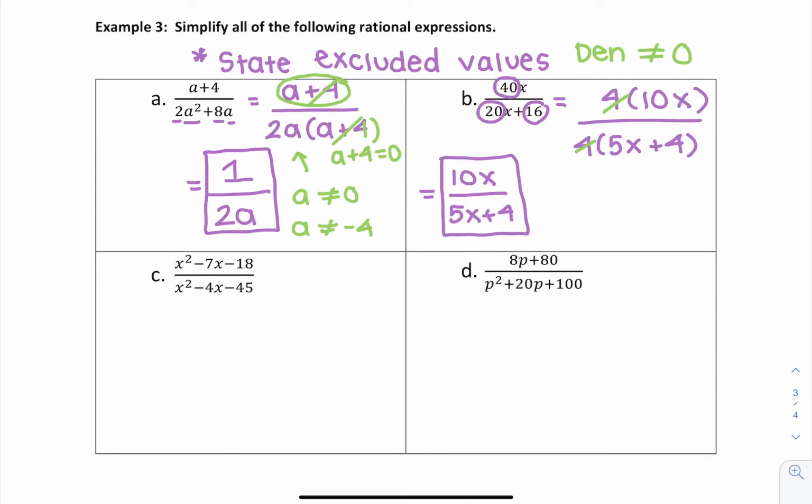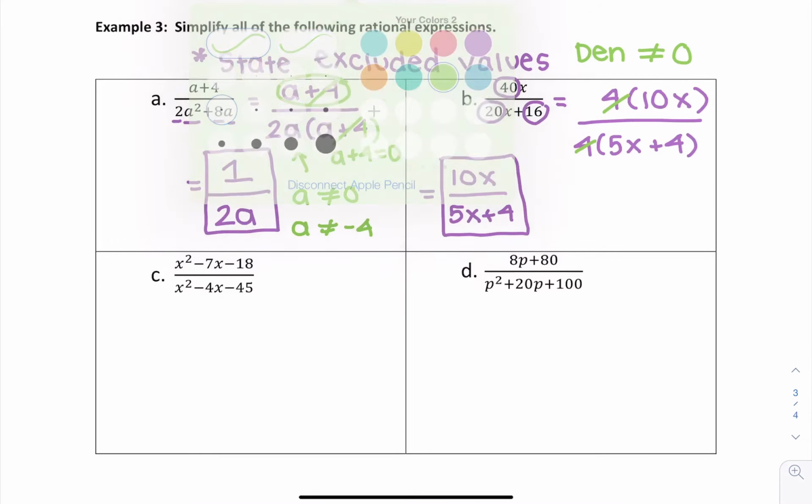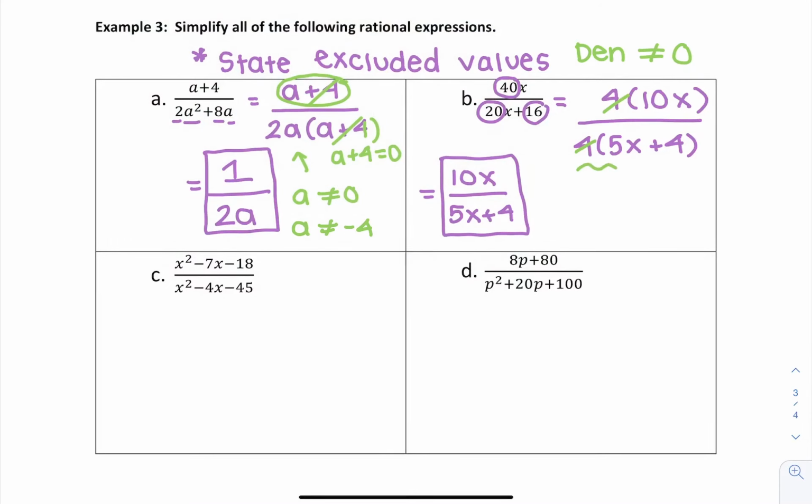Now again, my denominator cannot be 0. So that means my denominator here can't be 0. So 5x plus 4 cannot be 0. Now I'm going to solve for x. So I'll subtract 4 from both sides, get 5x equals negative 4. I'll divide both sides by 5 to get x equals negative 4/5. So x cannot be negative 4/5 because if it is, my denominator is 0 and I cannot divide by 0.